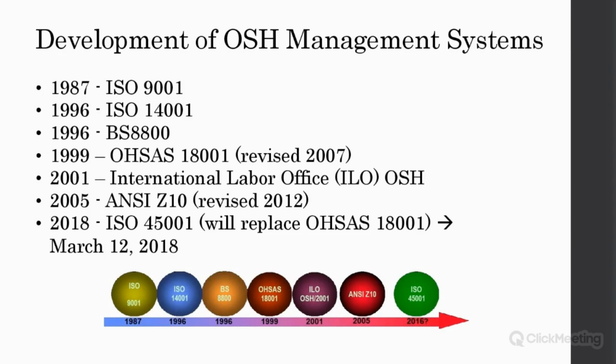So again, here's just kind of the development of the standards. 14,000 came out in 96. The original 18,001 came out in 99, and the 45,001 ISO standard came out in 2018. And I'm really hoping that the ISO certification will start to take on a little bit more momentum with organizations, because I really believe there's a lot of value to this certification.